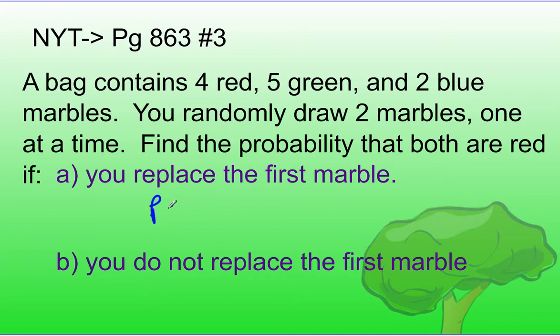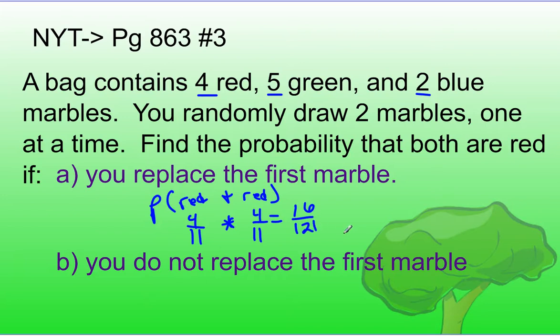So in part A, you are replacing. So you want the probability of 2 red marbles. Red and red. The first scenario, you are replacing. So the chance of getting a red marble is 4 out of 4 plus 5 plus 2, which is 11. Now, since you took one marble out, you looked at it, you put it back, there's still 11 marbles, and 4 of them are red. Multiplying out gives you 16 out of 121.